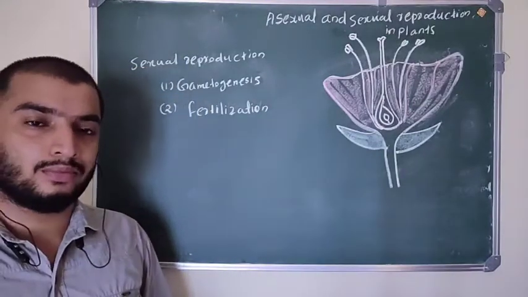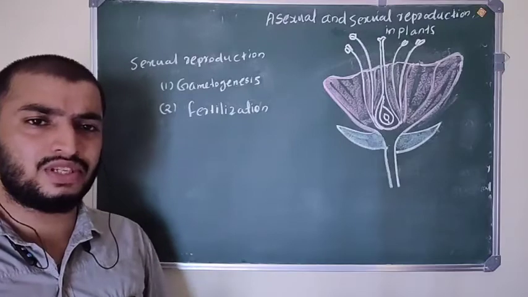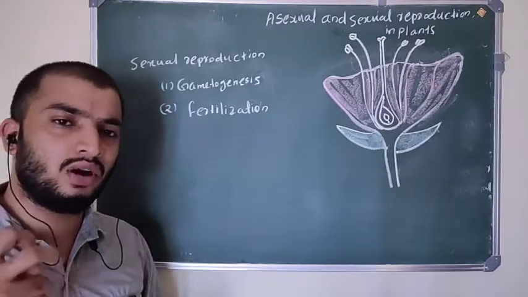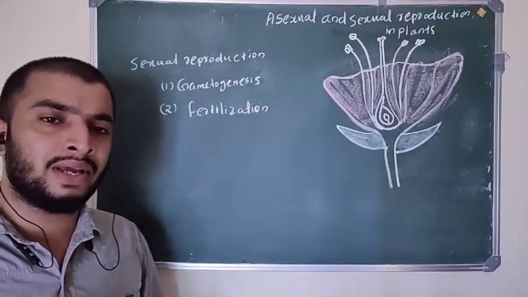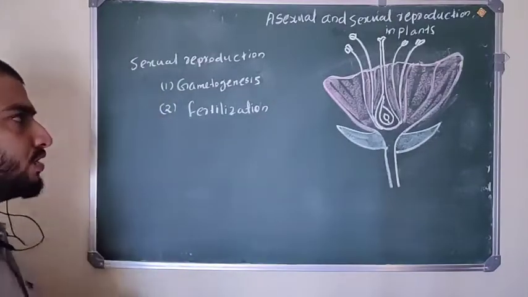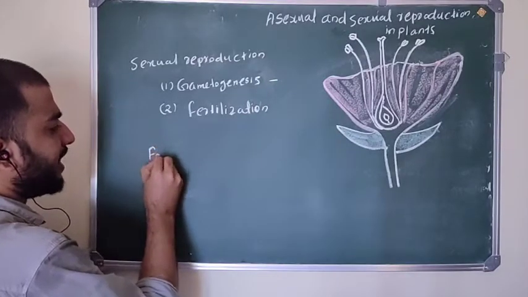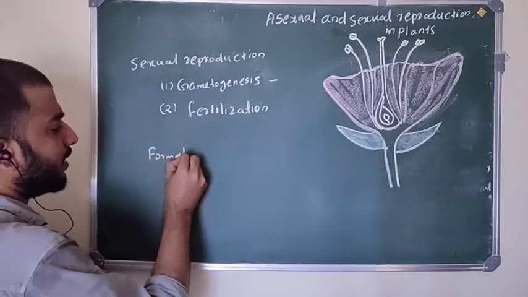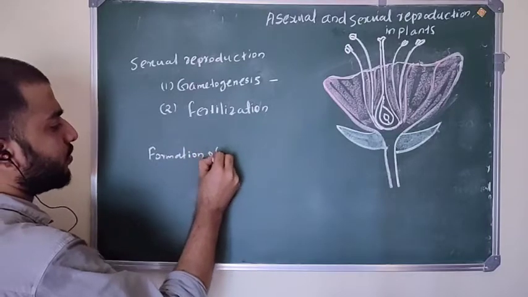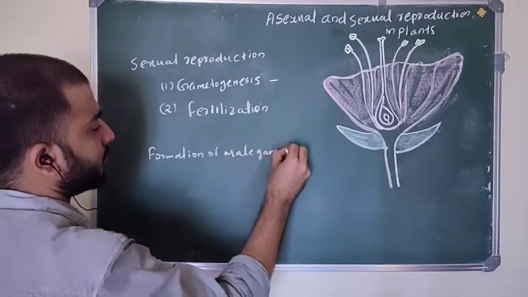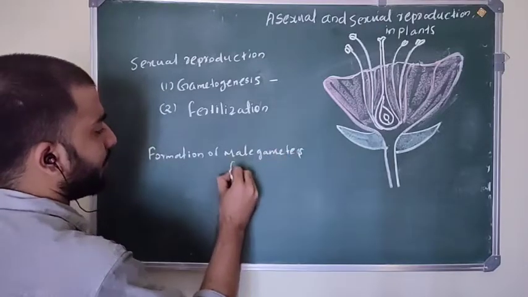There are two steps in sexual reproduction. The first one is gametogenesis, and the second one is fertilization. What is meant by gametogenesis? Gametogenesis means development of gametes, or formation of male and female gametes.